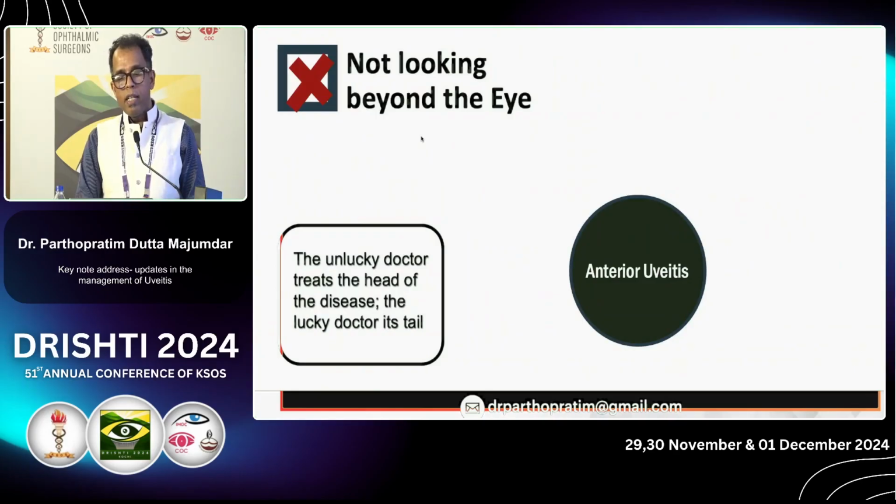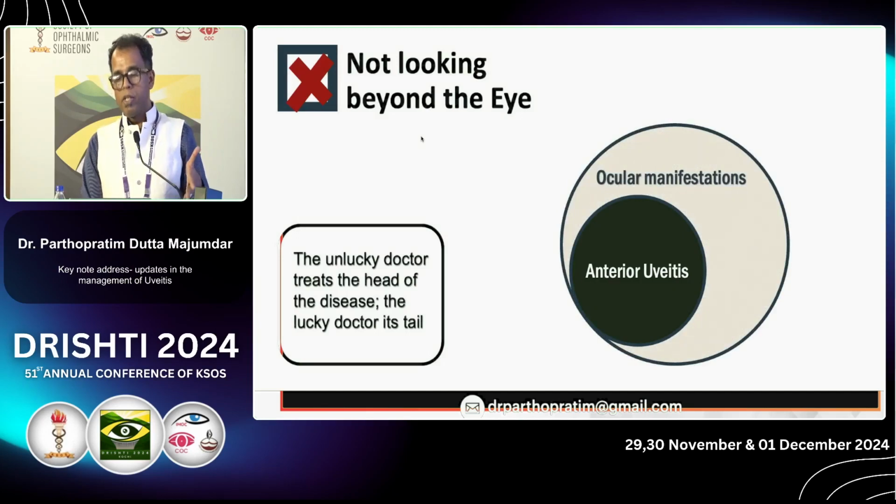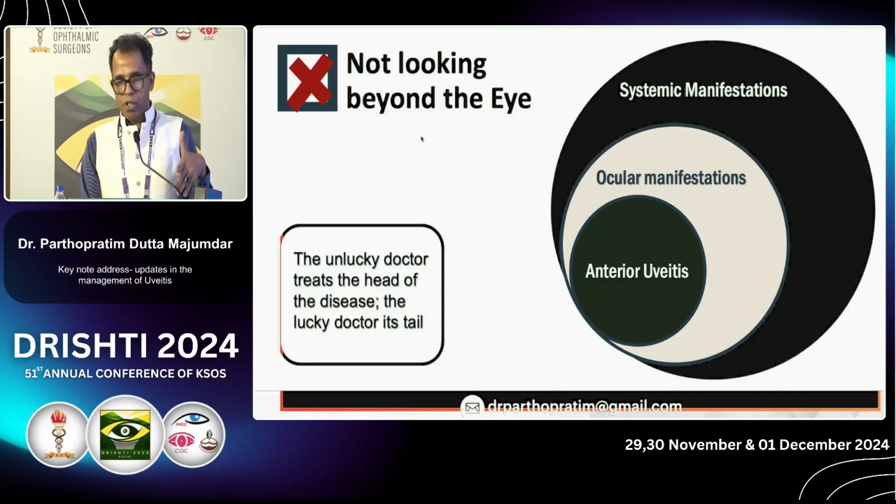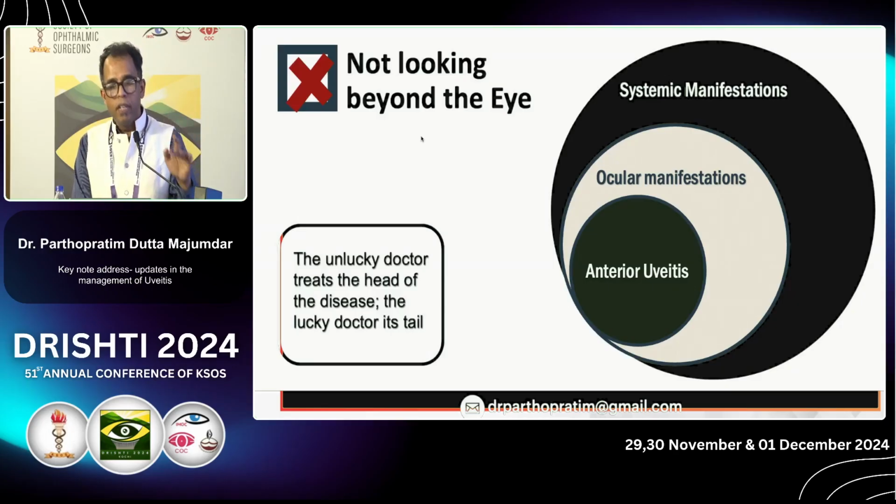Second important thing is that always look beyond the eye. Sometimes what happens, we don't look beyond the eye and only treat that eye. For example, a patient of anterior uveitis, if you don't try to delineate how far the spectrum is, you will miss the other ocular manifestation. And if you don't take care of all these things, then you will miss the systemic manifestation also. That's why there is a Chinese saying that the unlucky doctor treats the head of the disease and the lucky doctor its tail. So you have to treat from head to tail of the disease.